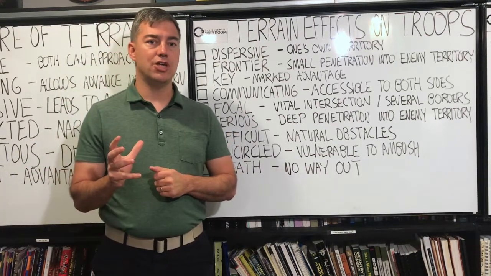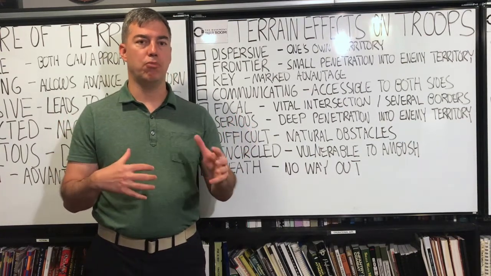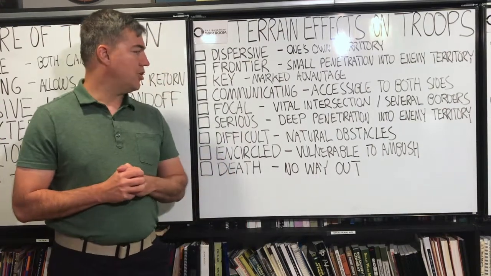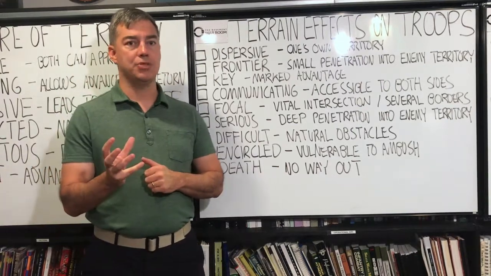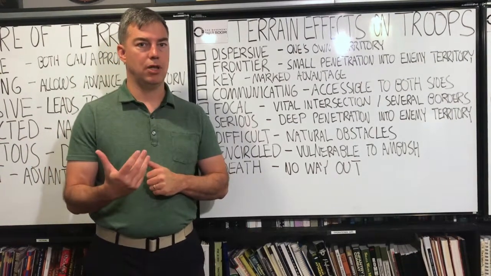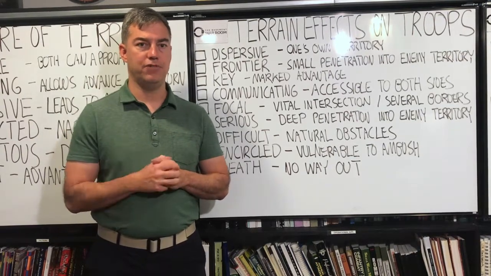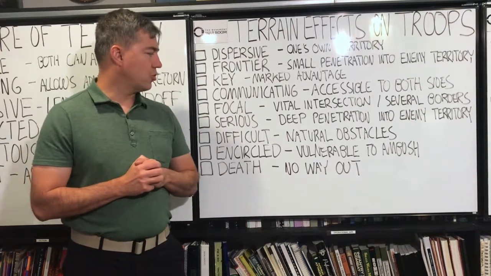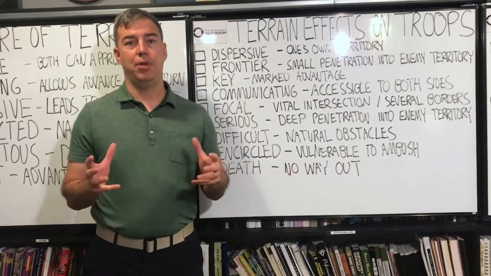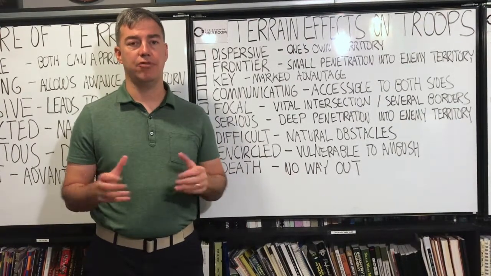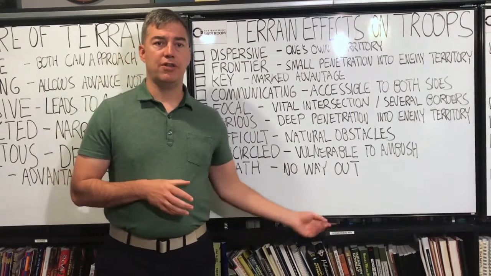Focal is a vital intersection, and in The Art of War often talked about the intersection of the borders of multiple nation states. Serious is a deep penetration into enemy territory. Difficult has natural obstacles, so it sounds a lot to me like the narrow passage from the previous chapter. Encircled is you're vulnerable to ambush, and death means there's no way out. It's a place where you have to fight to survive. Okay, that is chapter 11, effect of terrain on troops.